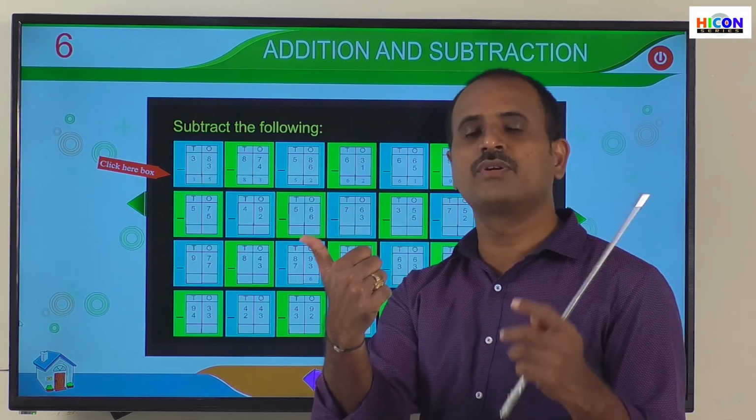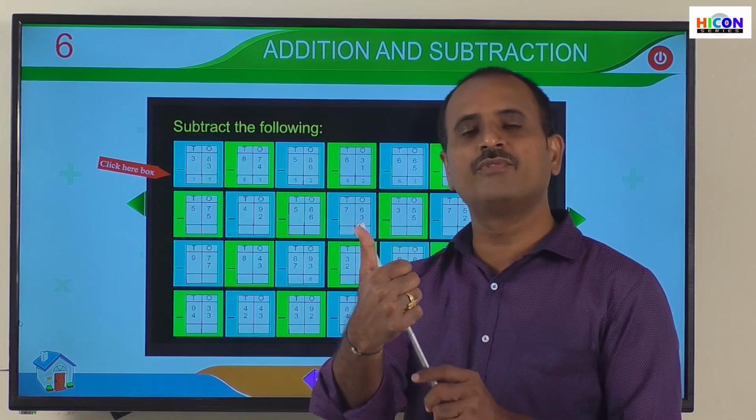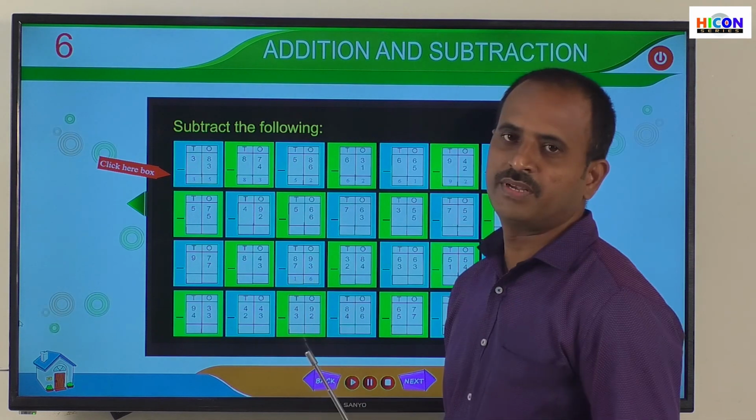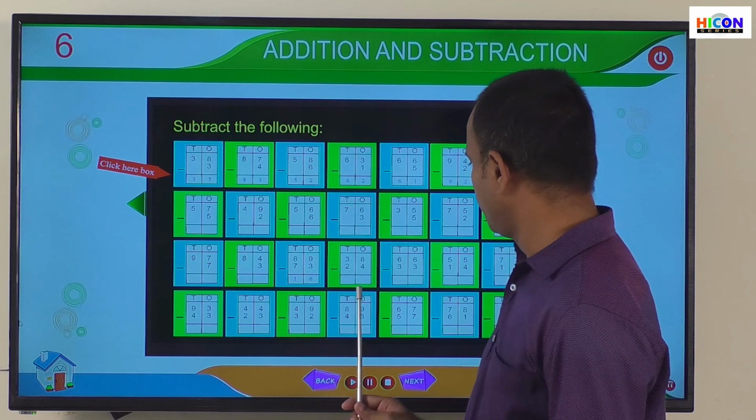So children, I have closed 7 fingers. And how many fingers are remaining? There is only 1 finger remaining. So write 1 under the tens place. The answer is 16. So go to the next problem here.